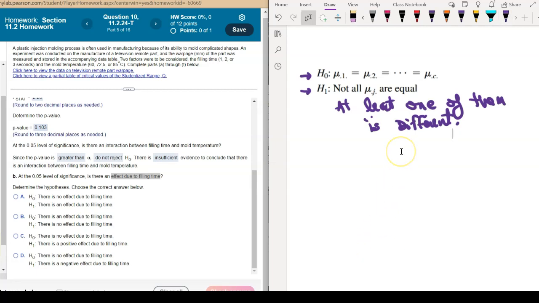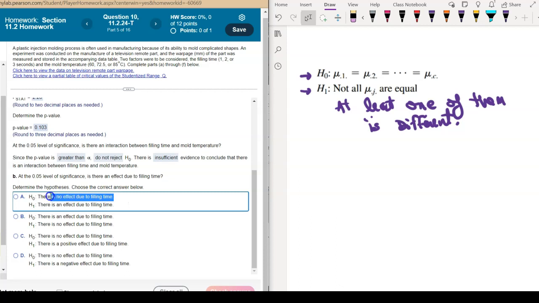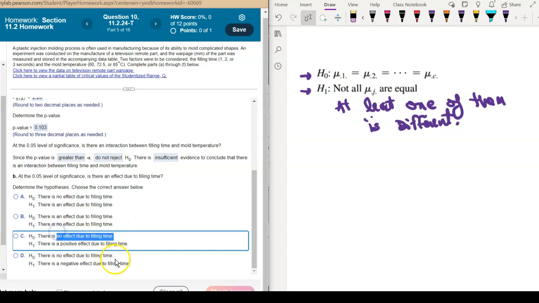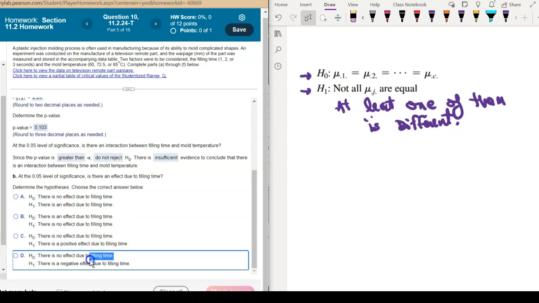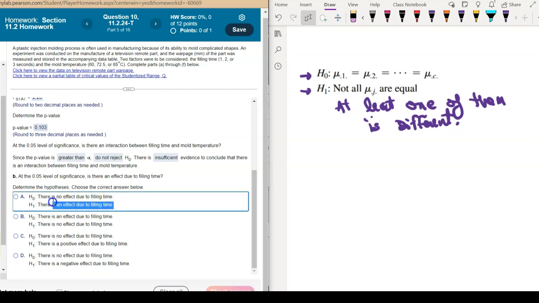All right, so the first one says they are all equal. So this is there is no effect. Whenever there is no effect, it means the means are equal, right? So there is no effect due to filling time. So that's A. It could be C, and as well it could be there is no effect for D. So B is not. All right, and then there is an effect, which is the opposite of this one. An effect means one of them is different. So here there is an effect, which is what we are looking for.